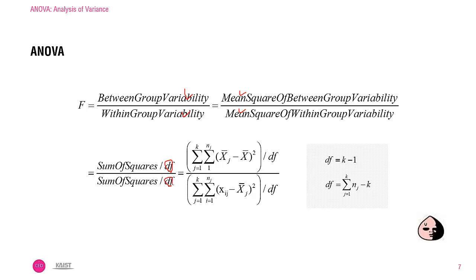So the between group variability is calculated by subtracting the total mean from the mean of each group, and you multiply the squared mean difference n times. N is the size of a group.